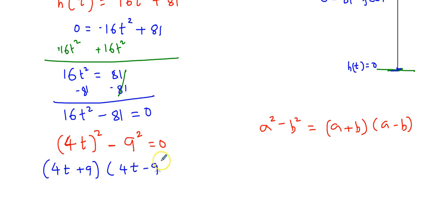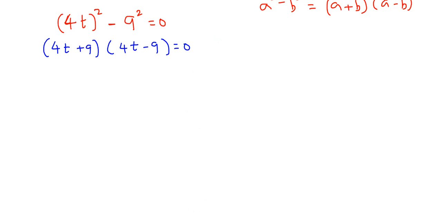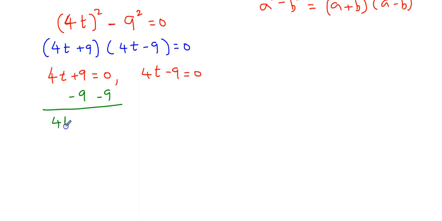4t minus 9 is equal to 0. So 4t plus 9, I'll write 0, and 4t minus 9 is equal to 0. Solve for t: take away 9 and take away 9 gives you 4t is equal to negative 9. Then divide 4 on both sides. So your time t is equal to negative 9 over 4 seconds.